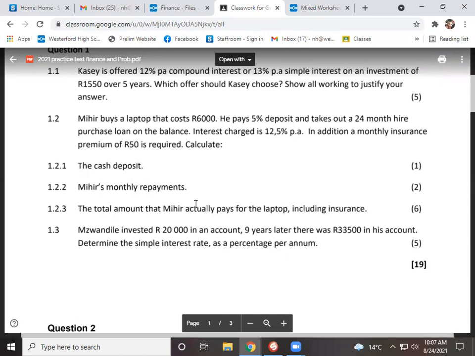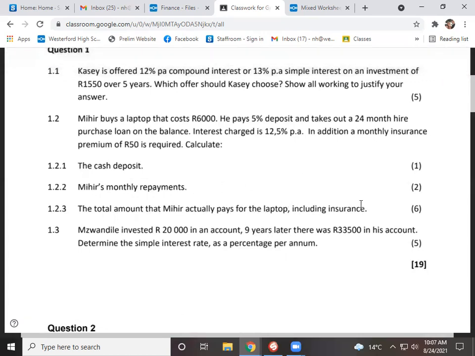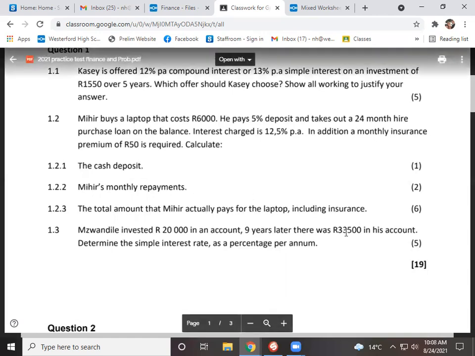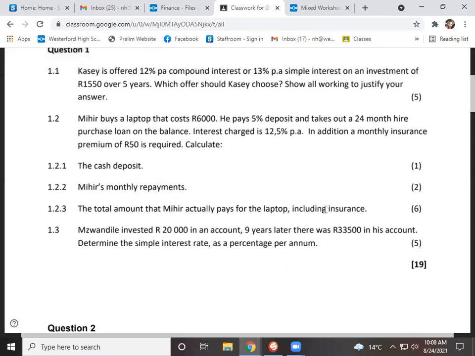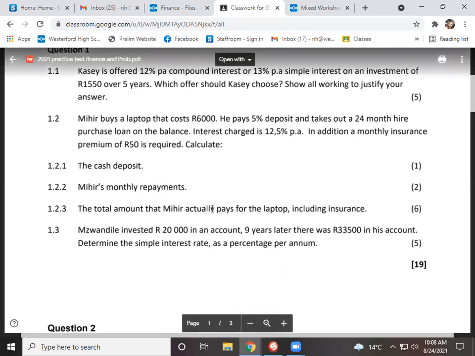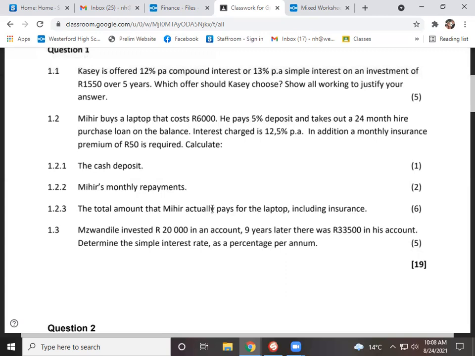The total amount that Mahir actually pays for the laptop, including insurance. So remember, the total amount repaid is your A value plus your deposit. But now if they say including insurance, if it's 50 Rand insurance for 24 months, that's going to be 50 times 24 that you must also add. Okay, so this one is going to be A plus deposit plus 50 times 24. Okay.